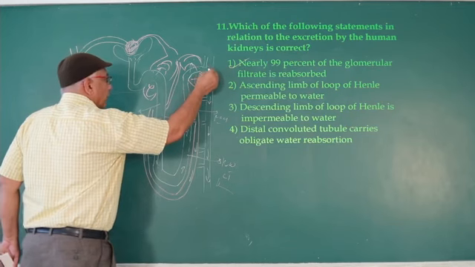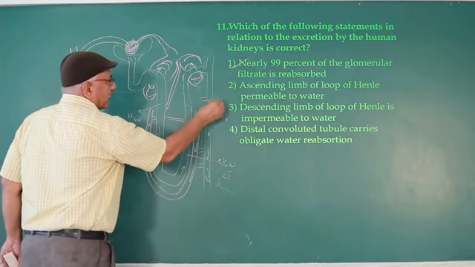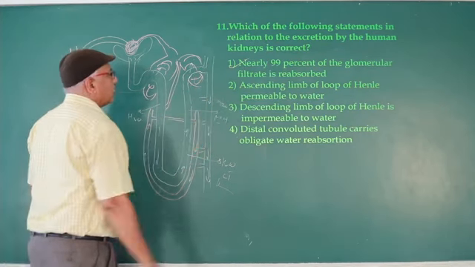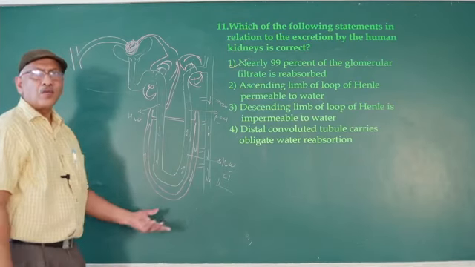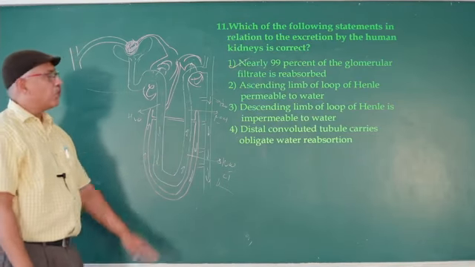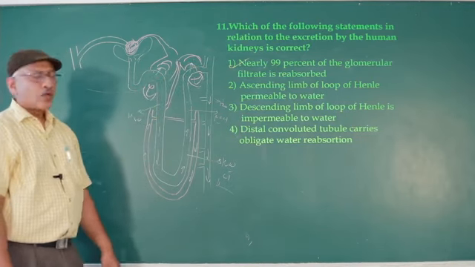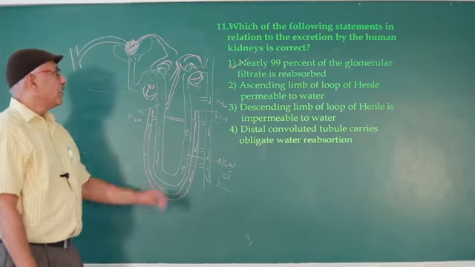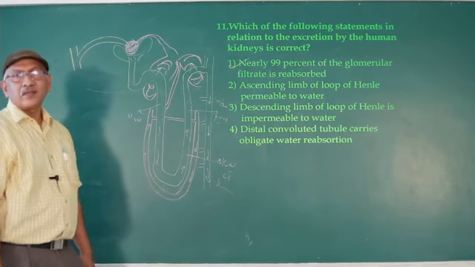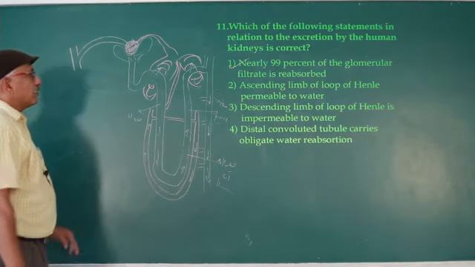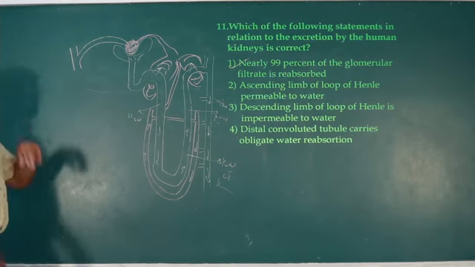While primary urine is passing through the straight collecting duct, water is reabsorbed in presence of hormone ADH or vasopressin. Due to loss of water, concentration increases. Hypertonic urine is formed in the straight collecting duct. So this is about selective reabsorption.